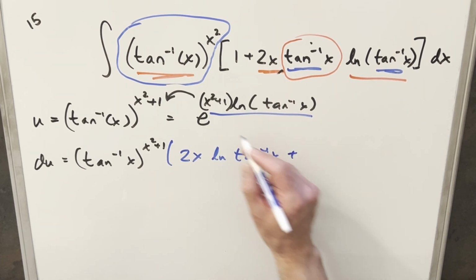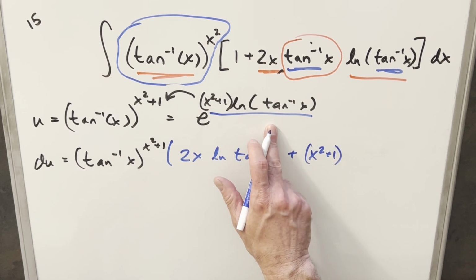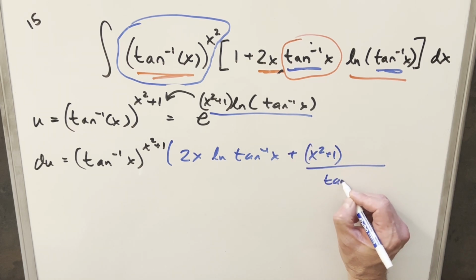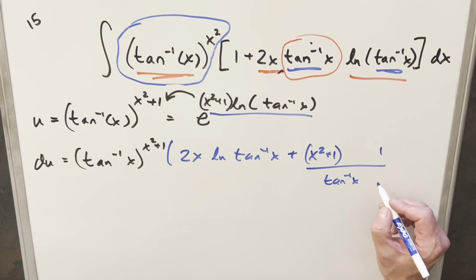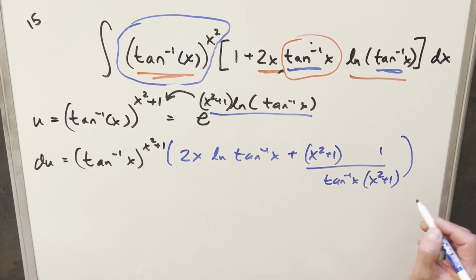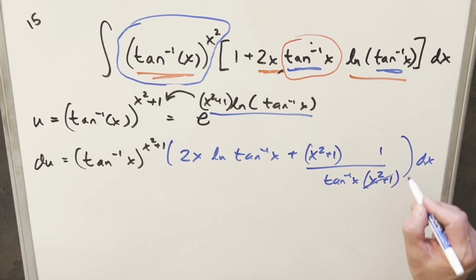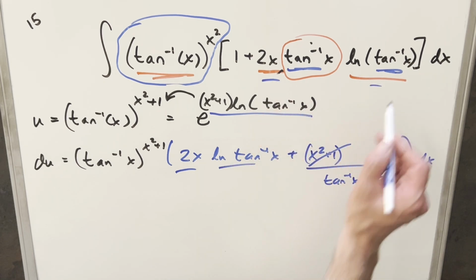Then for the next part, we'll bring down the x squared plus 1 and make it clear in parentheses. Then take the derivative here. This is going to give me 1 over arctan of x. Then chain rule derivative of arctan of x. This is going to give me 1 over x squared plus 1. Put the dx on the end. Now here we get that cancellation that we set up. We want the x squared plus 1s to cancel. We again have this stuff that we had before, so that's good news.